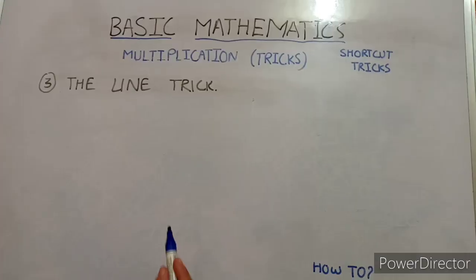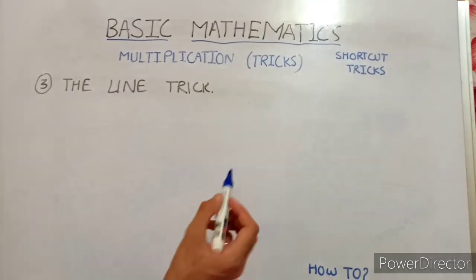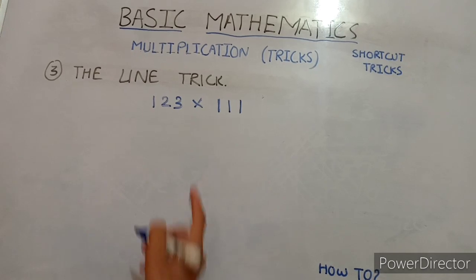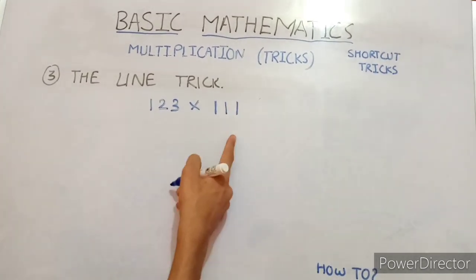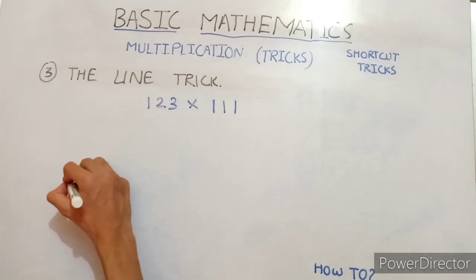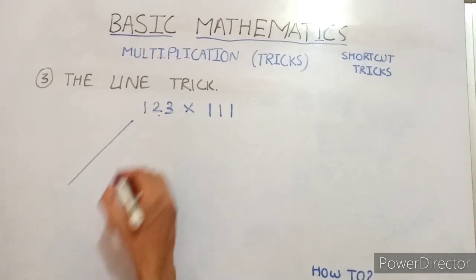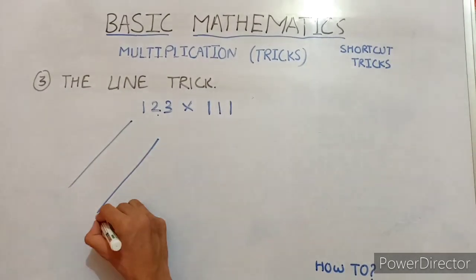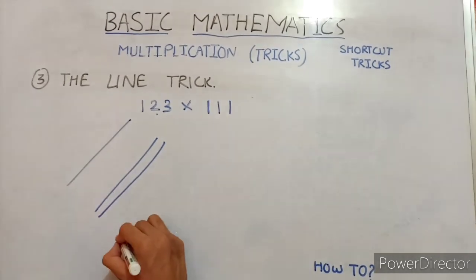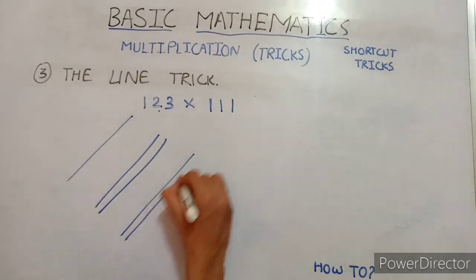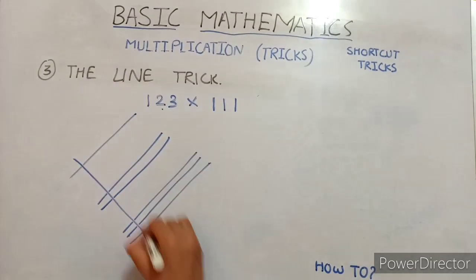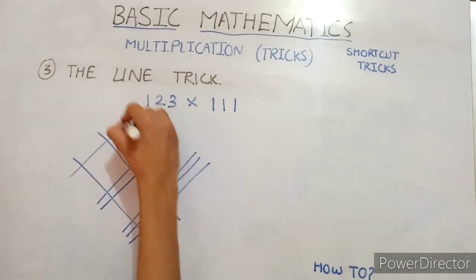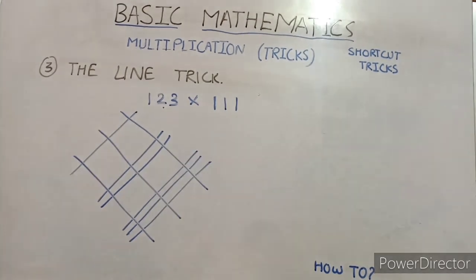Now let's see a 3-digit number multiplication. So now let's take this example. 123 into 111. So now draw the lines. 1, then 2, so 1 and 2, then 3, so 1, 2, 3, and then 1, 1, 1. So here 1, here 1, and here 1.